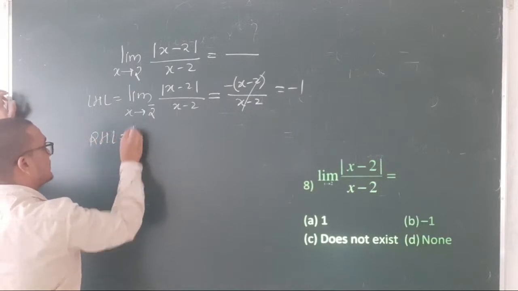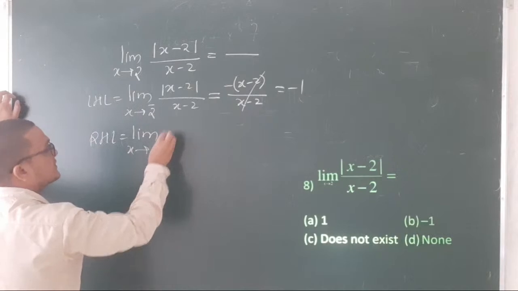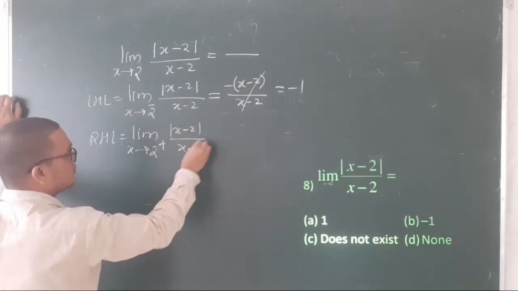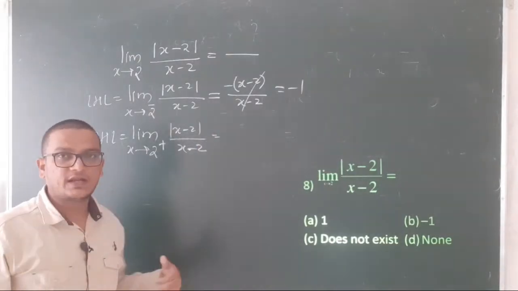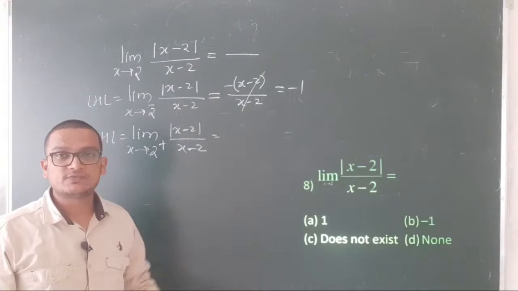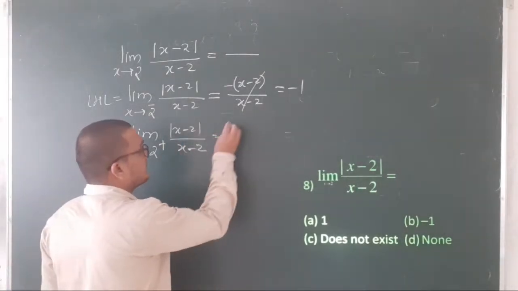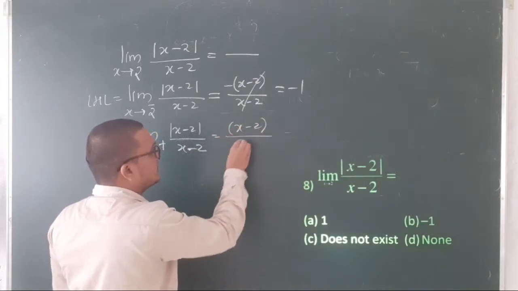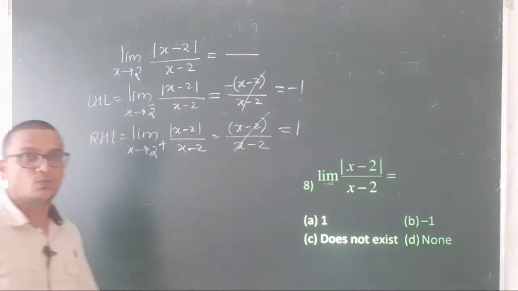Next, RHL: limit x tends to 2 plus of modulus of x minus 2 upon x minus 2, which is equal to, when your limit is right hand limit, then the modulus value is plus. Therefore modulus of x minus 2 is just plus of x minus 2 divided by x minus 2, both will get cancelled. Answer is 1.